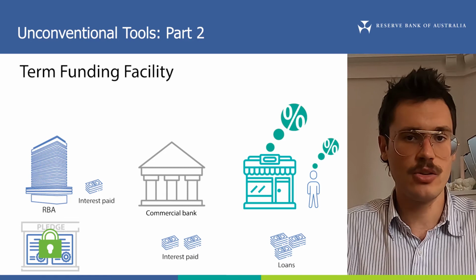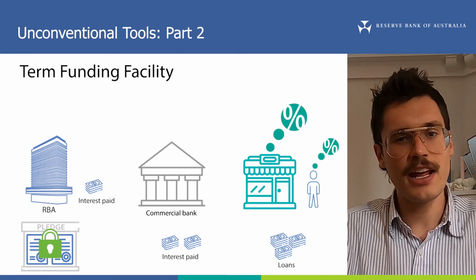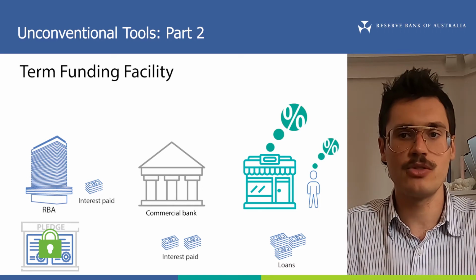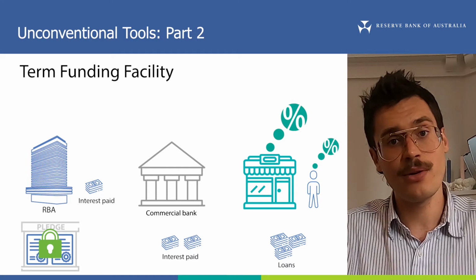By providing secure, low-cost funding for a long period of time, the TFF can help ease banks' concerns about their funding and support them to extend loans to businesses. This keeps the supply of credit flowing to the economy.